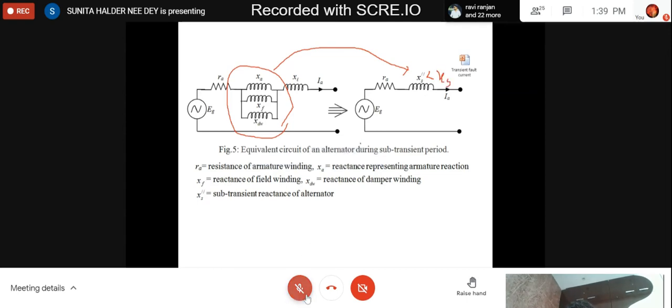Understood or not? Yes, ma'am. Now, one question, ma'am. Practically, are the values of XA and XF comparable, or are XF and XD very much less than XA? XA and XF, XA and XL, or F and D. XA and XF. F and A, ma'am.